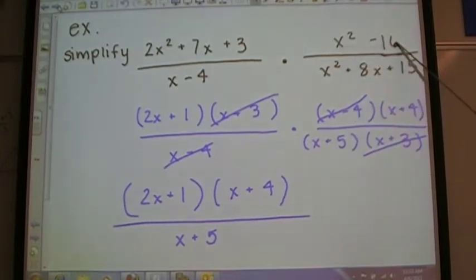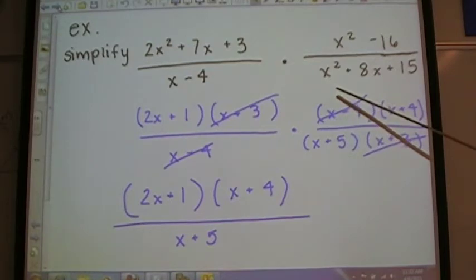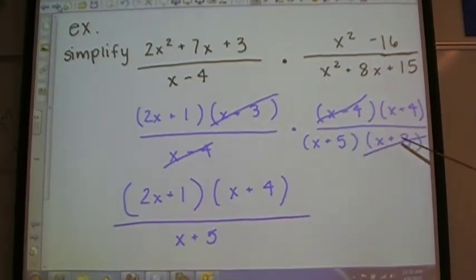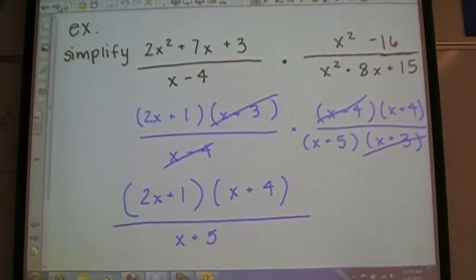This right here falls into the difference of squares. x plus 4, x minus 4. And this is easy because your leading coefficient is 1. So these two numbers have to multiply to give you this and add to give you this. That's where I get the x plus 5 and the x plus 3 from. Alright, any questions on the factoring part?